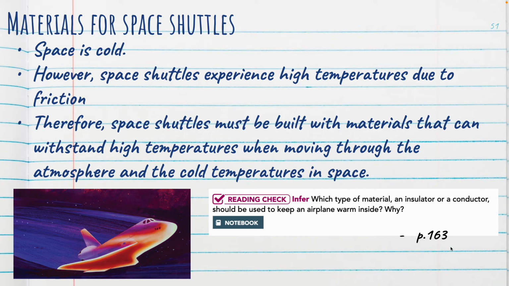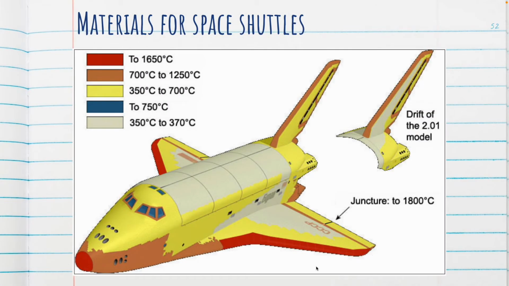On page 163, there's the Reading Check at the bottom. What type of material, an insulator or a conductor, should be used to keep an airplane warm inside, and why? So which one do you think? An insulator or a conductor? We want to keep it warm inside, and then go ahead and answer your question why there.